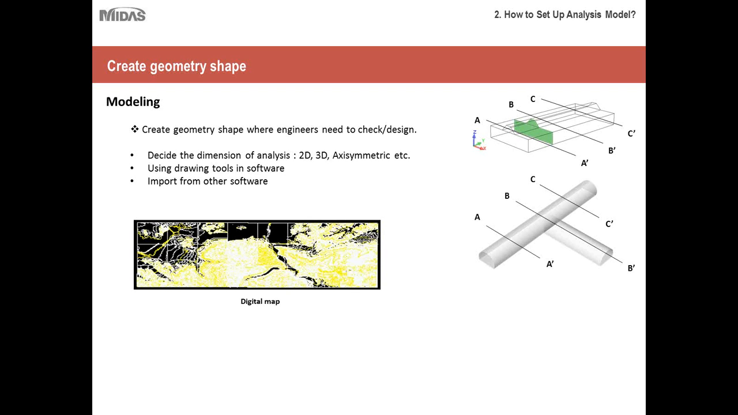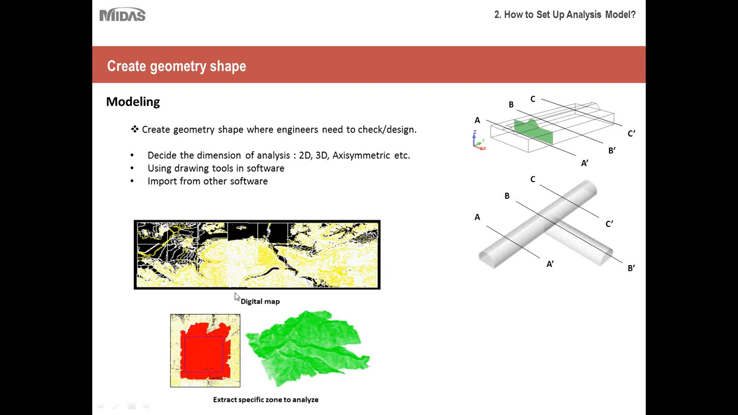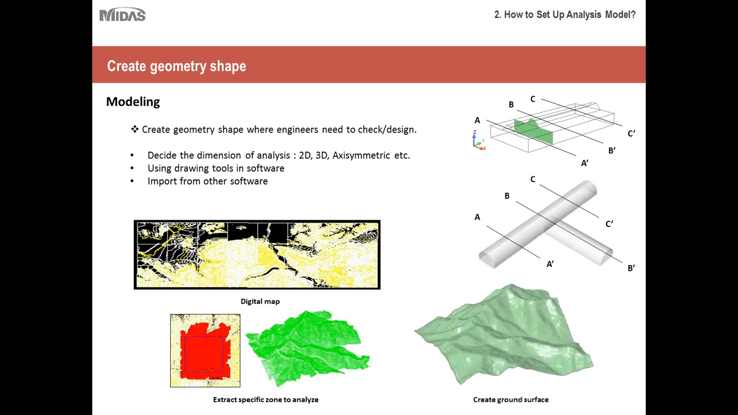So consider this example. There is a digital map which is available from different GIS software. What engineers can do, based on the area of interest, is select a portion and extract that information into another software from where you can generate the geometric data easily.